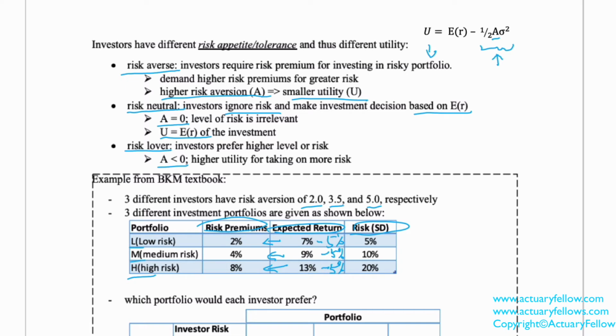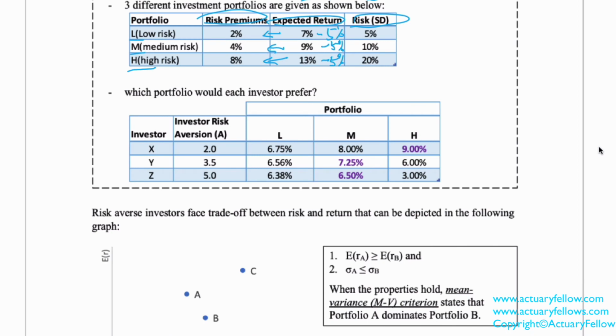We want to find out which portfolio each investor prefers. We need to calculate the utility score. In the second table, utility scores are calculated for each investor and for each portfolio. For investor X, the high-risk portfolio offers the highest utility score, and for investor Y and Z, the medium-risk portfolio.